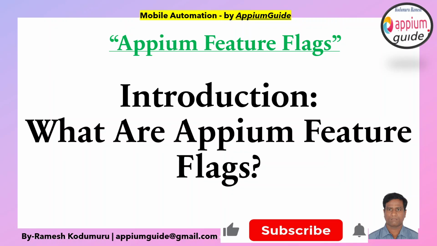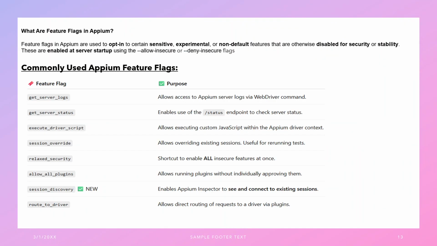First of all, understand what feature flags are in APM. Feature flags in APM are used to opt in to certain sensitive, experimental, and non-default features that are otherwise disabled for security and stability. These feature flags are intentionally disabled for security purposes and for stability. Whenever needed, as per the user's need, we enable or disable them.